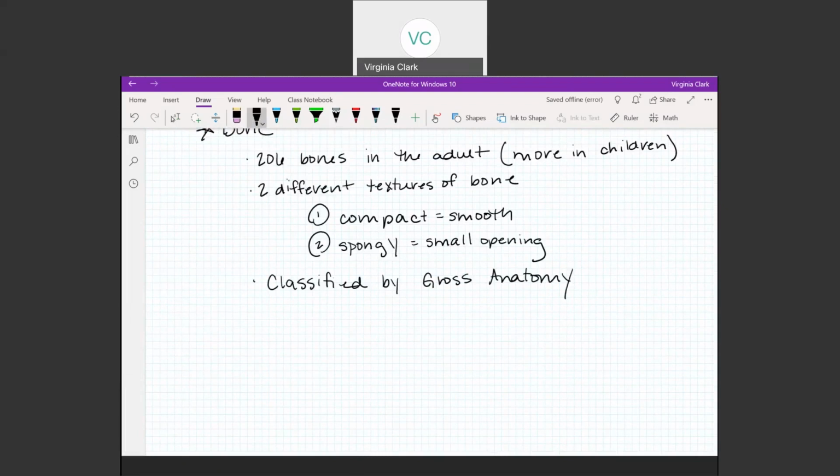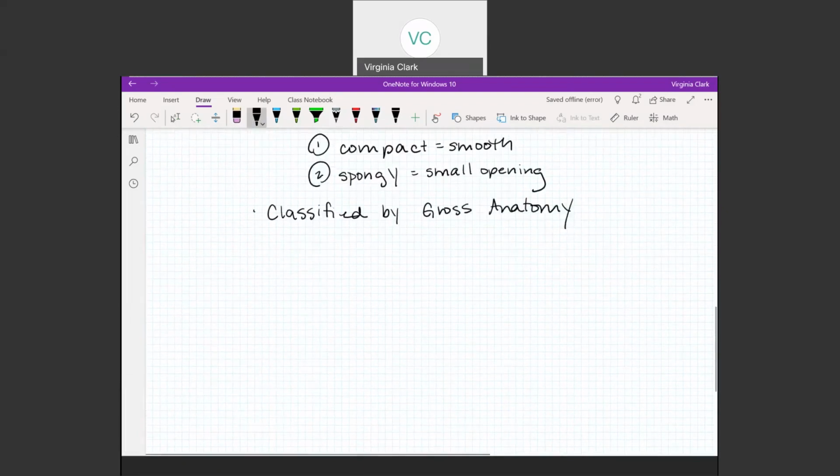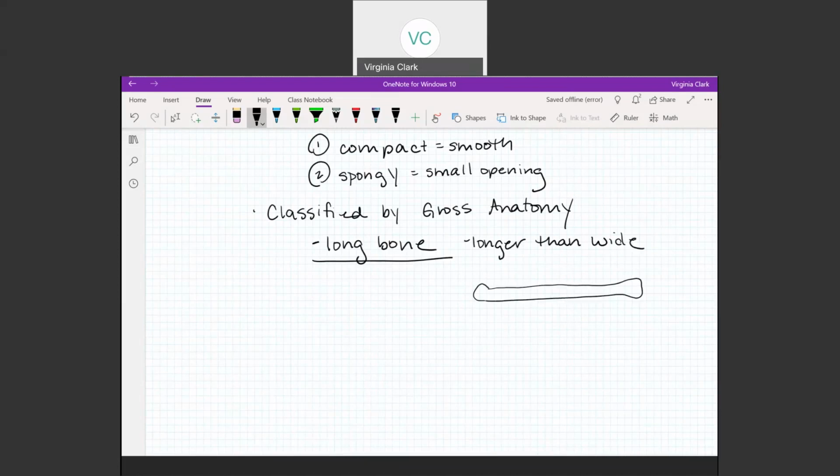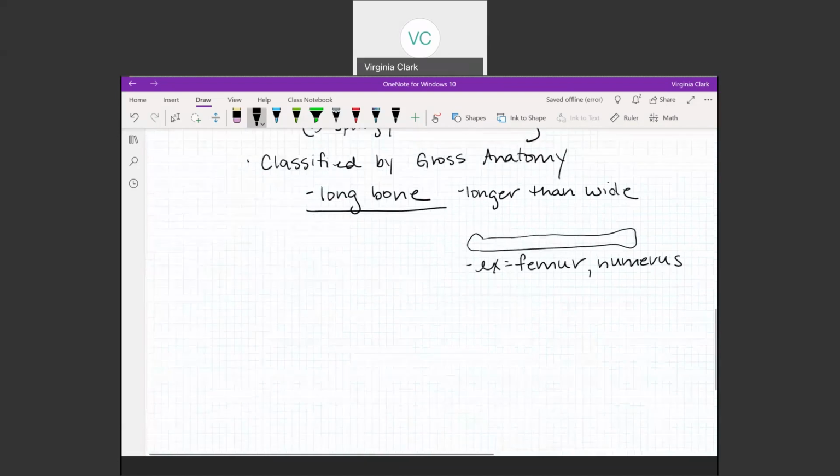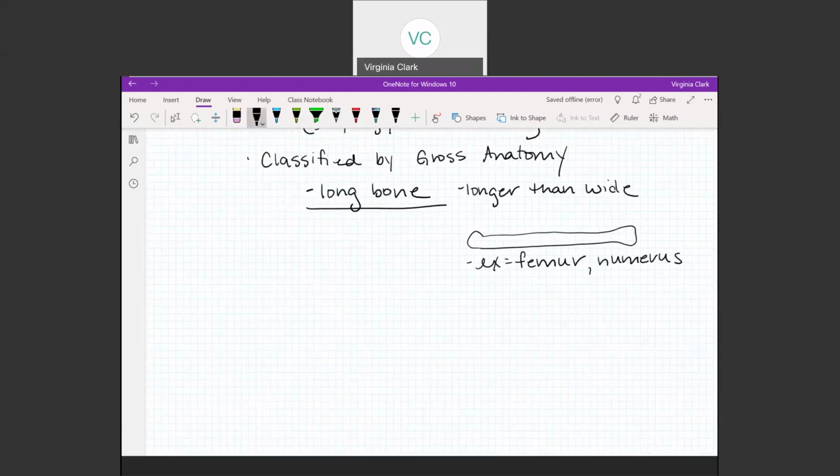So the gross anatomy of a bone, you can have a long bone. A long bone is going to be a bone that is longer than it is wide. So this is going to be your stereotypical thigh bone. An example of this will be the femur or your humerus. You'll learn where these are in the next section. So the thigh bone or the arm bone, femur or the humerus. It's a long bone. It's longer than it is wide.